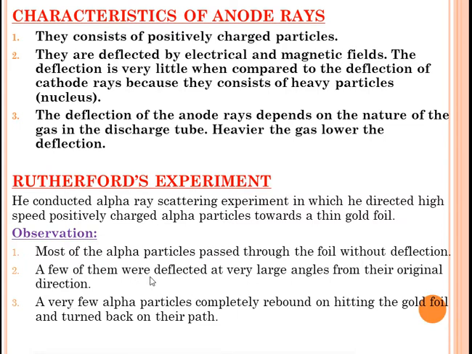Second point, a few of them were deflected at very large angles from their original direction. A few of them will deflect and come back, forming a large angle. Third point, a very few alpha particles completely rebound on hitting the gold foil and turn back on their path. Means some of the alpha particles, very few of them, will hit the gold foil and return on their original path.